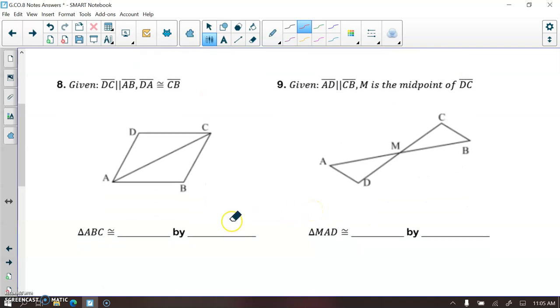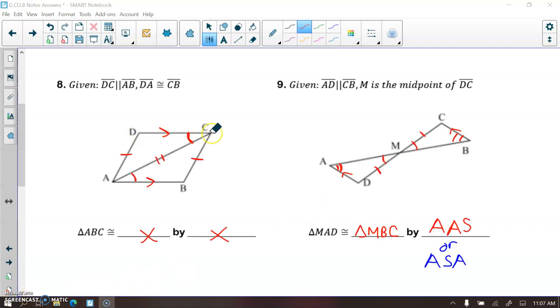All right, I'm going to have you try the next 2 by pausing the video. Okay, for number 8, by the alternate interior angles theorem, angle C and angle A are congruent, but this is SSA, bad word, not congruent. Here's your answer.